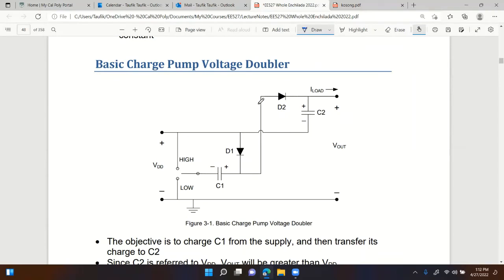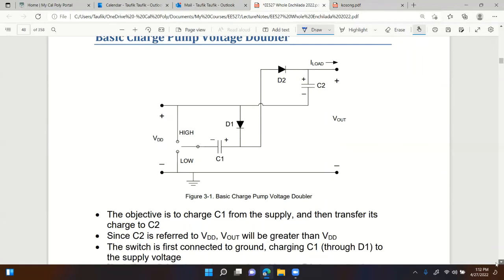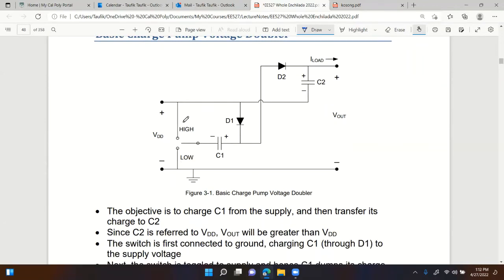Okay? How? Again, you can see that there is no inductor here. There are only diodes and capacitors, right? And we have the switch as well, right? The switch is right here. Of course, in practice, this would be MOSFETs or solid-state switches. This is just to illustrate how the circuit functions. All right. The objective is to charge C1 from the supply. So first you charge C1 from the supply, and then transfer its charge to C2. And then once you get the energy to C2, you release it to the load, right?